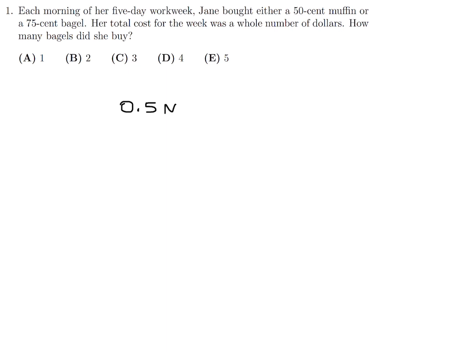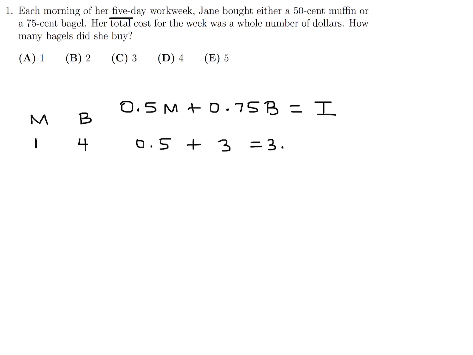0.5 M for muffin plus 0.75 B for bagel has to equal some integer. That is our formula. And there's 5 days in the week. So let's see what we get. Let's say we have a scenario of 1 and 4. That is M, there's 1, and bagels, there's 4. That would be 0.5 plus 3, and that is 3.5. That is not an integer.